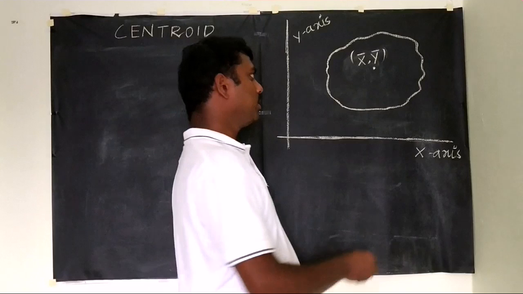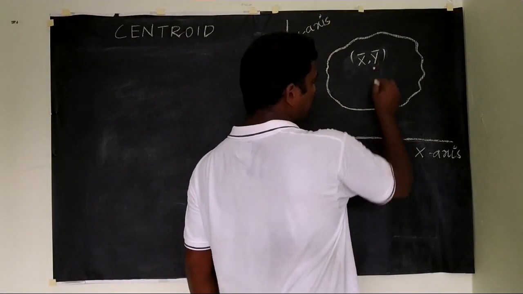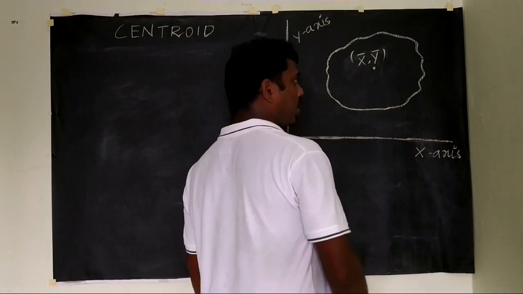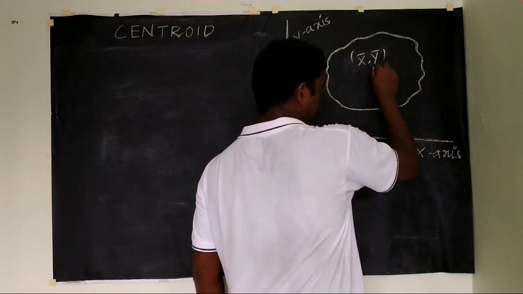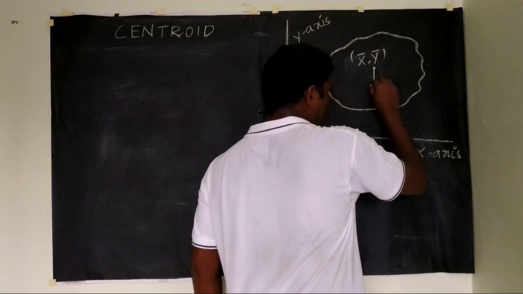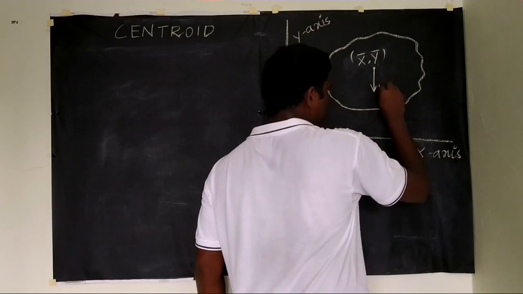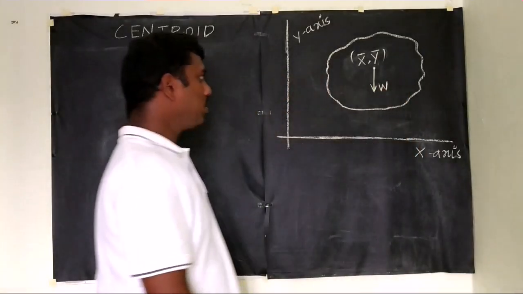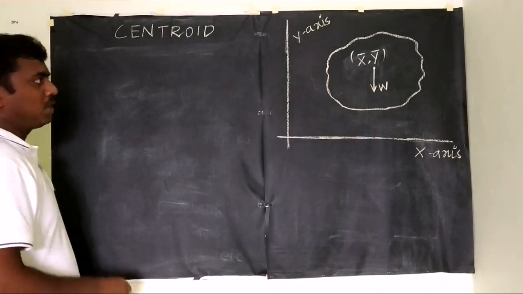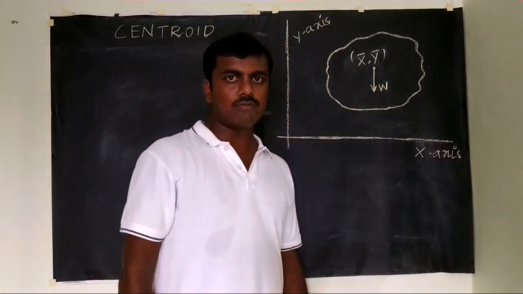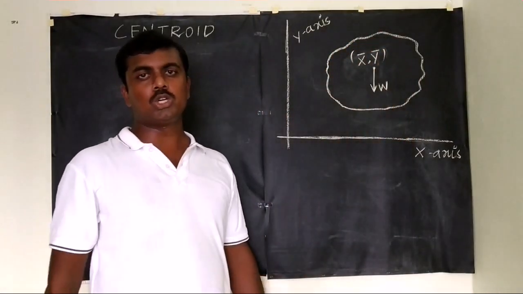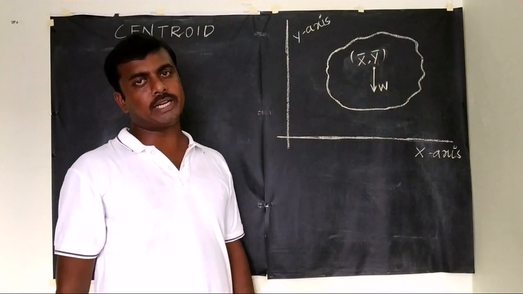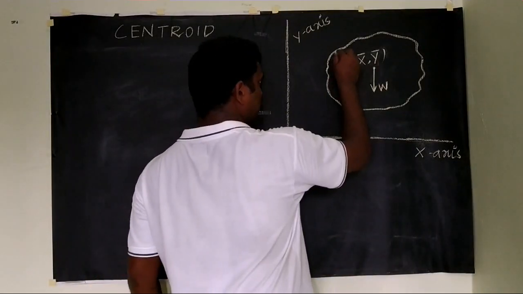So let me assume that this is the center of gravity, on which the self weight of the irregular lamina is going to act. That is denoted by capital W. Now I need the X bar and Y bar values. For that we are going to split this lamina into small elementary parts, like this.